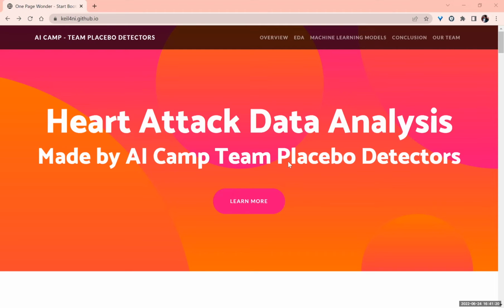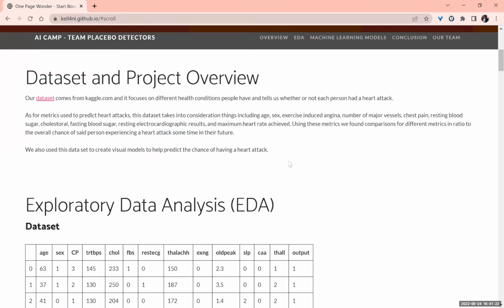So Himani, you can be the first. So we collected our data set from Kaggle, and it predicts whether or not certain individuals had a heart attack through focusing on varying health conditions that these subjects have. This data set contains 14 different variables such as age, sex, resting blood sugar, and maximum heart rate achieved.